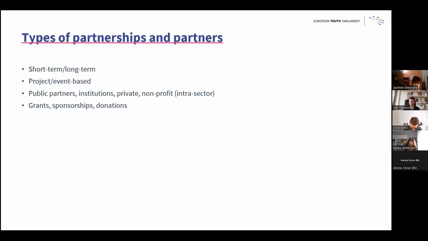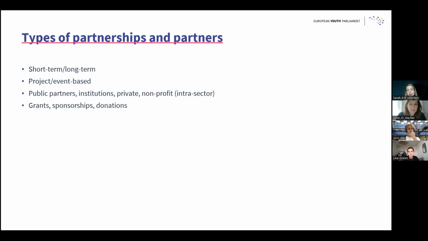Okay, then let's start with that. So first of all, of course, there's public partners. That includes, for instance, EU institutions, such as the European Parliament, the European Commission, and also the Council of Europe, also foreign offices and ministries, members of parliament, etc. Then there's also private partners. That is usually businesses that can be small and medium-sized enterprises, short SMEs, but also, of course, larger companies.